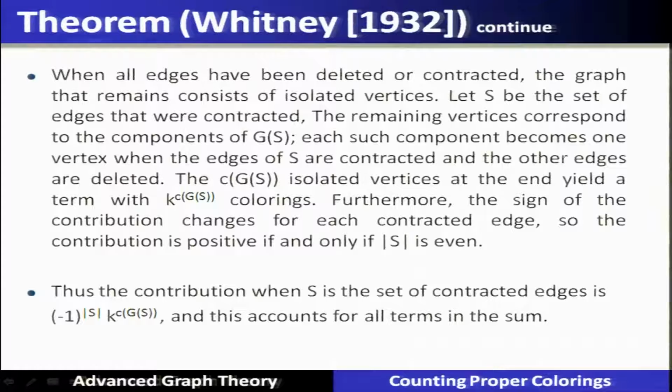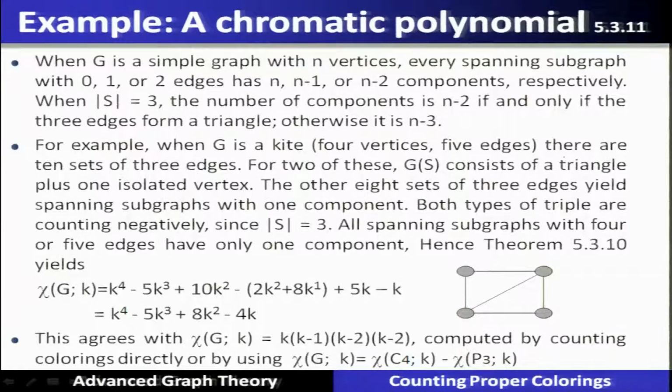Let S be the set of edges that were contracted. The remaining vertices correspond to the components of G of S. Each such component becomes one vertex when the edges of S are contracted and the other edges are deleted. The isolated vertices at the end yield a term with k raised to the power the number of components of G of S colorings. Furthermore, the sign of the contribution changes for each contracted edge, so the contribution is positive if and only if the cardinality of S is even. Thus, the contribution when S is the set of contracted edges is (-1) to the power cardinality of S times k to the power the number of components of G of S, and this accounts for all the terms in the sum. Let us take an example of a chromatic polynomial.